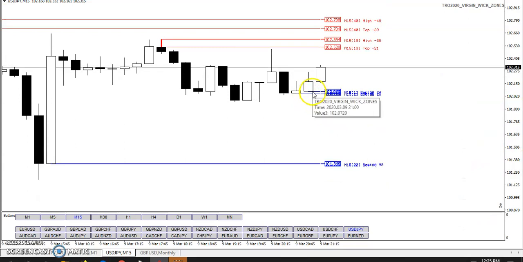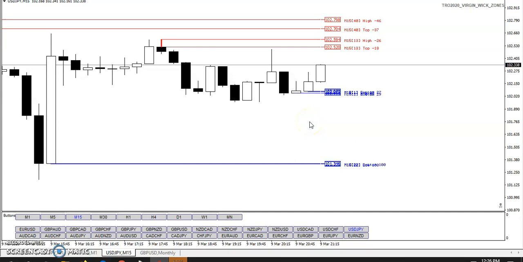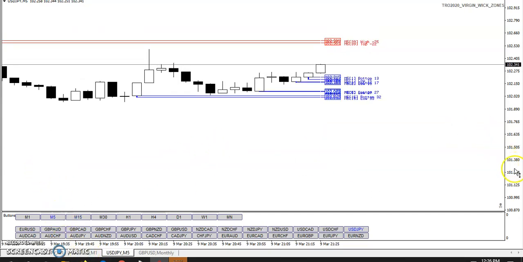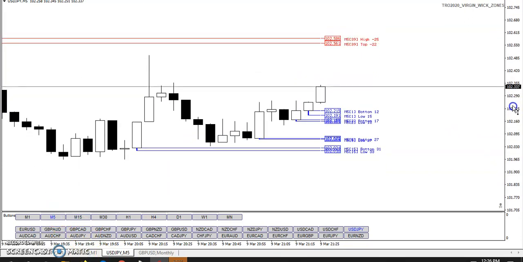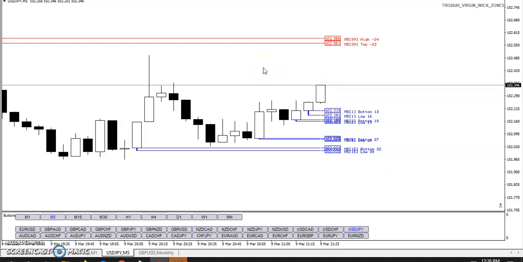And you see there's a virgin wick zone right here. Actually, these are bottoms because there really wasn't any wicks. And the same is true right here. And then even on the 5-minute chart. So once again, these are areas, targets, and areas to look for price to reverse.